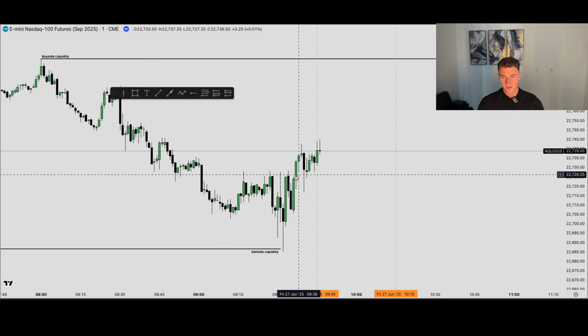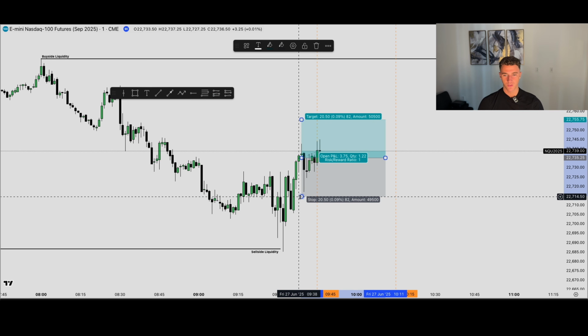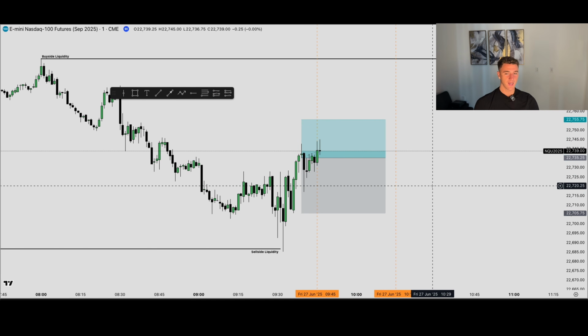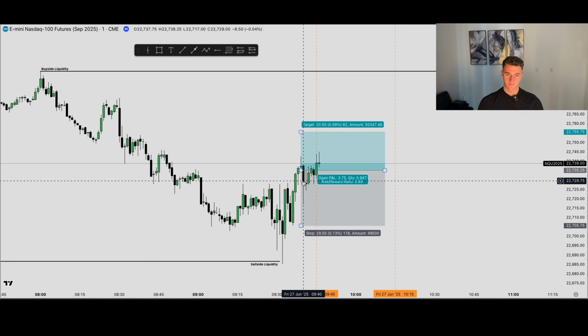So there's many fair value gaps inside this price leg here. Now, which one are you going to choose? I always recommend to choose the first fair value gap. If you can have a valid stop loss of 30 handles, then I'd always recommend choosing that first gap.